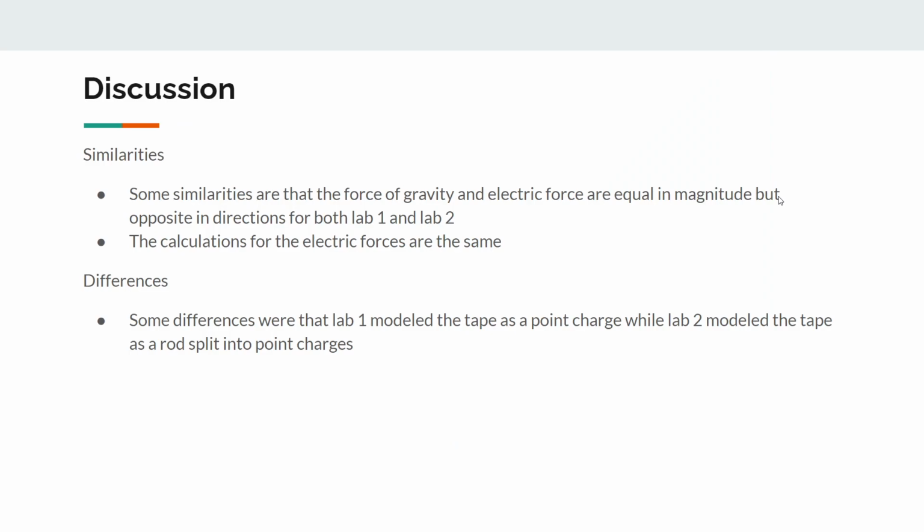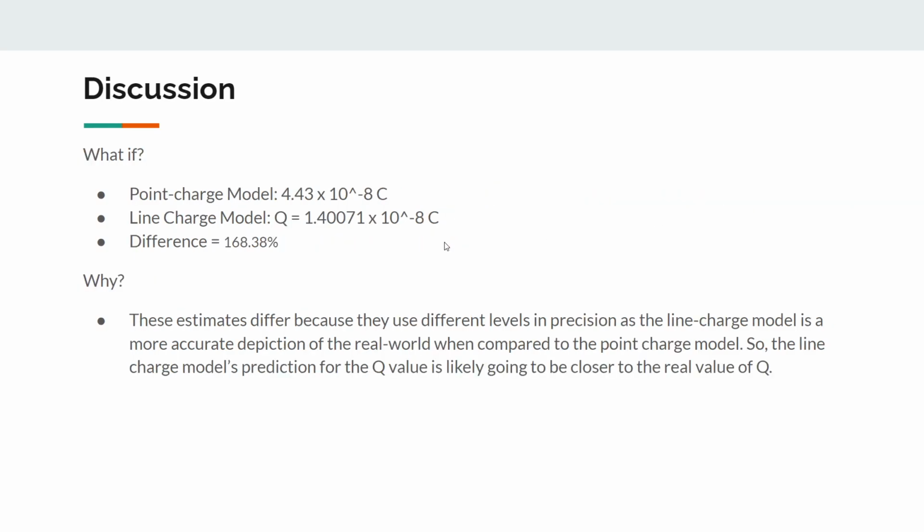And for the similarities, the force of gravity and electric force are equal in magnitude but opposite in direction for both lab 1 and lab 2. The calculations for electric force are the same. The differences are that in the lab 1 model, the tape was used as a point charge, while the lab 2 model modeled the tape as a rod split into point charges.